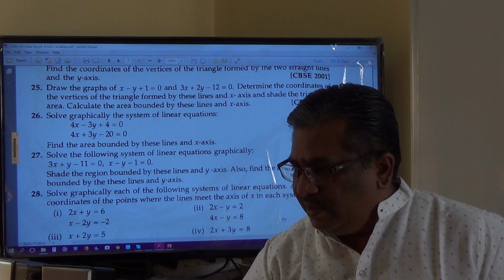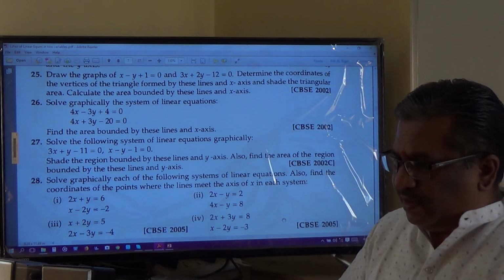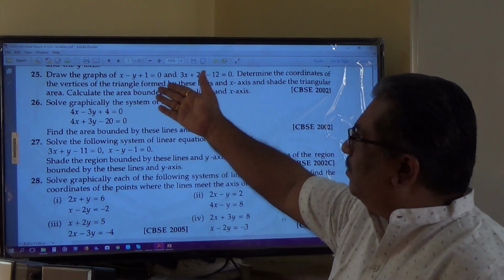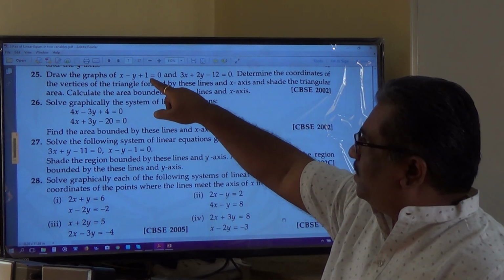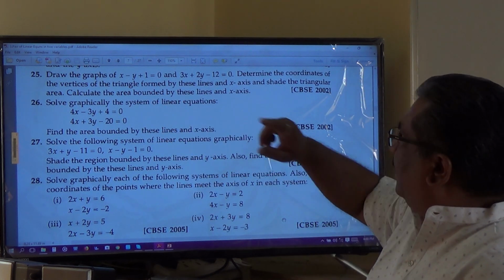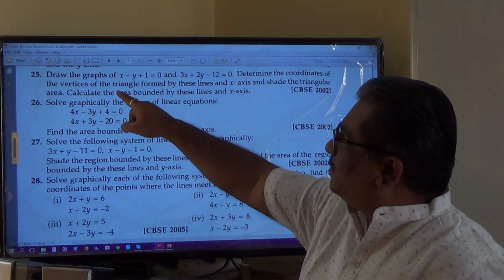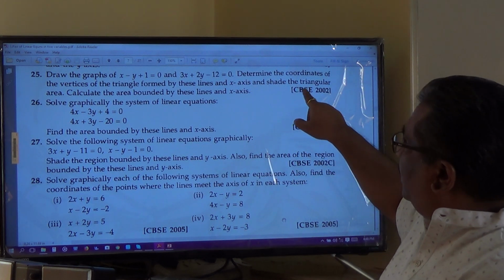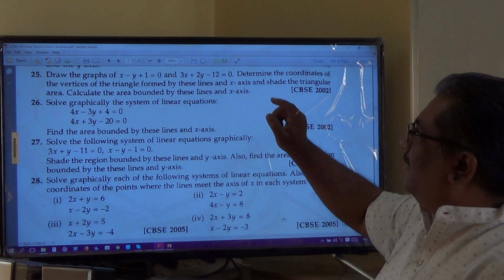I suggest you pick up at least a few questions. See here, the 25th question, CBSE 2002. Draw the graphs of x minus y plus 1 equals 0 and 3x plus 2y minus 12 equals 0. Determine the coordinates of the vertices of the triangle formed by these lines and the x-axis and shade the triangular area. Calculate the area bounded by these lines and the x-axis.